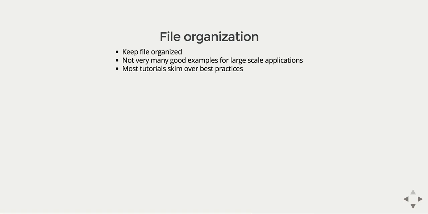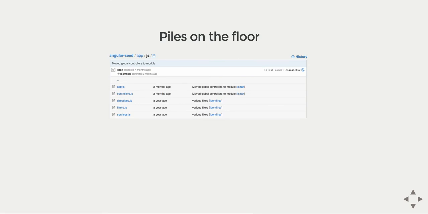Some of the things that I found with file organization: there's the Angular seed, for example. If you go to, I think it's Yeoman, and install Angular, it uses Angular seed. They organize their files like this, which is called the concept of piles on the floor. They just create app.js, controller.js, and everything, and you just put it in the JS folder. This doesn't work for large-scale applications. I don't think it works for medium or small-scale applications either.